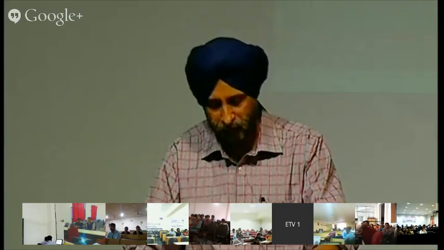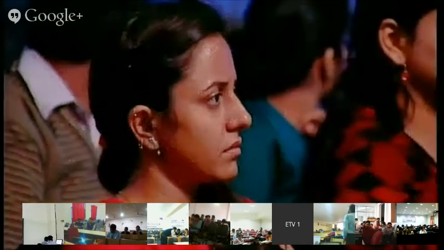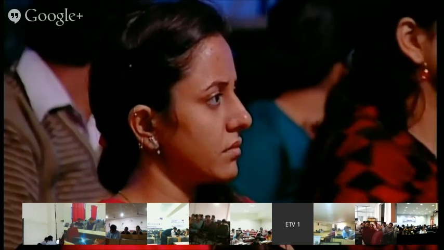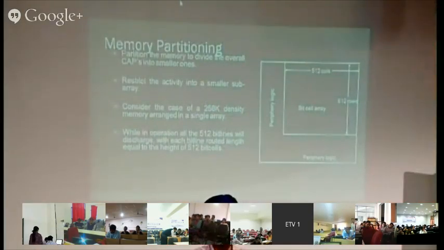Memory partitioning, as I told you, is very important. You partition the memory to divide the overall capacity into smaller ones. If you have studied memory design, there is a row bit, a word bit, a column bit. If there are 20 rows in that column and the matrix is big, one address line will go which will cover the whole. It is like this.